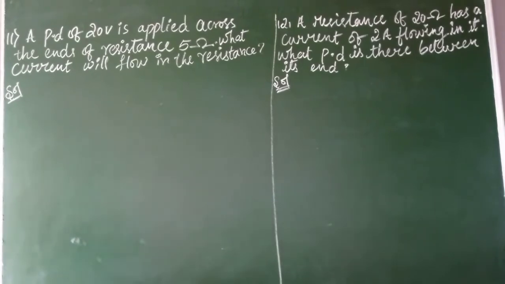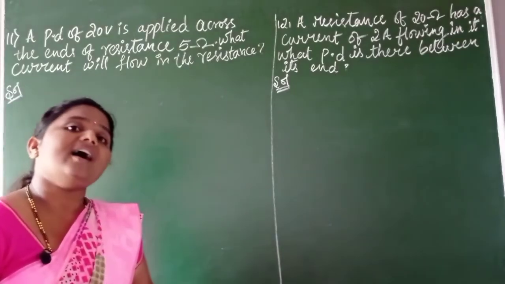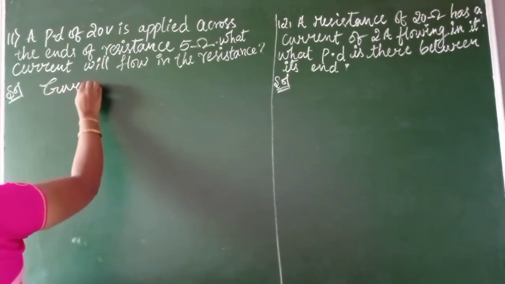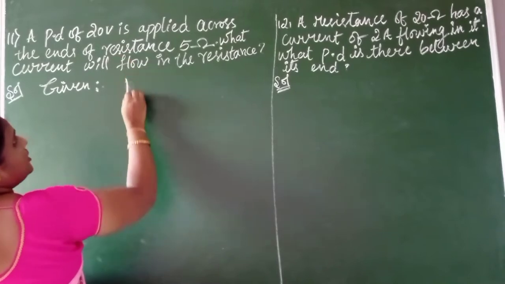A potential difference of 20 volts is applied across the ends of a resistance of 5 ohms. Here, a 20 volt source is applied across how many ohms of resistance, children? 5 ohms. Then what current will flow in the resistance? They ask directly to find the value of the current. So first, what do we have to do? We have to collect the data. That is, the potential difference.